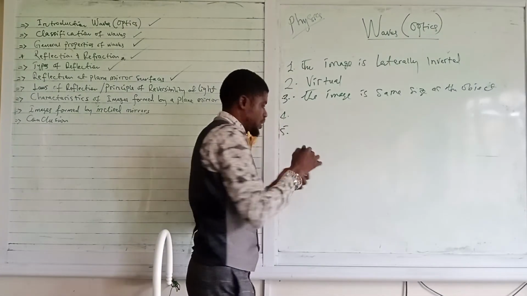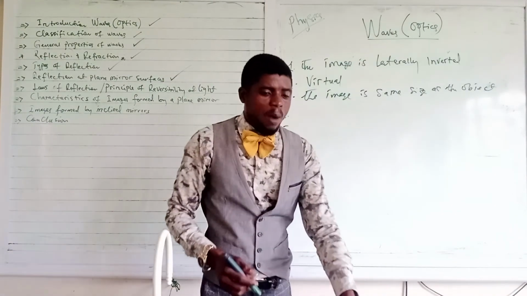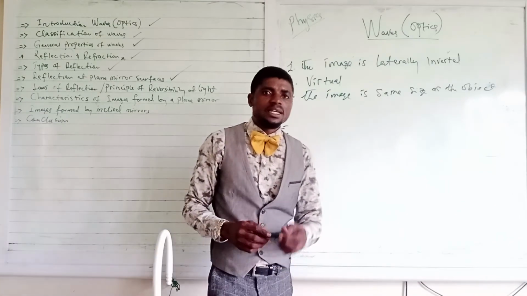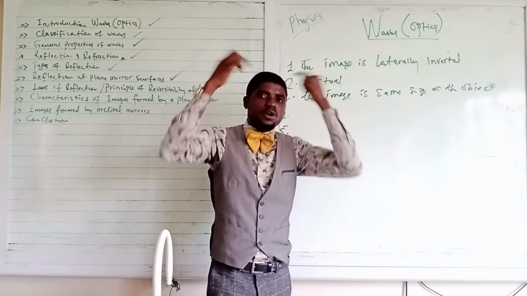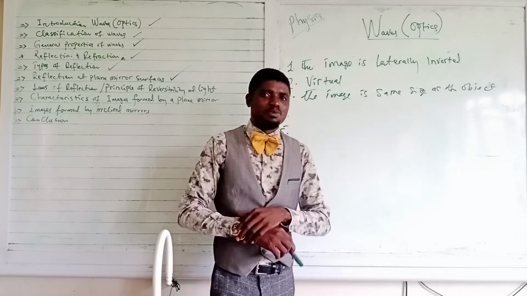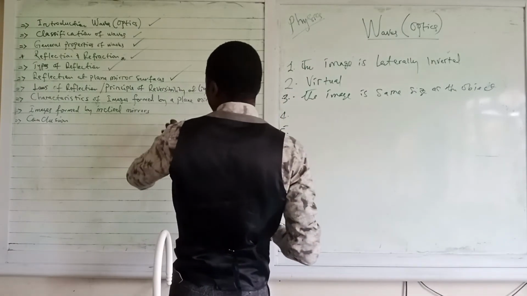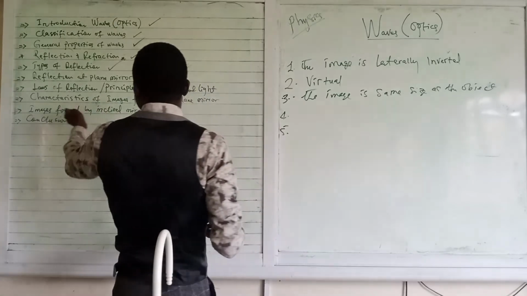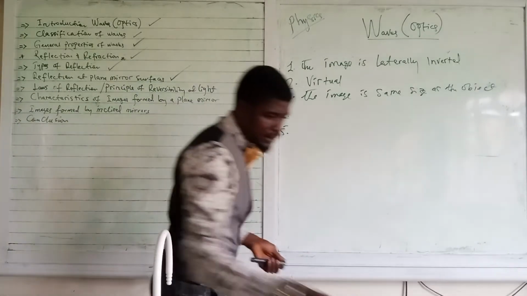Number 5, the image is upright. When we say the image is upright, we mean if you stand before the plane mirror, you will not see your legs up and your head down. That is what we mean by the image is upright. What if we look at the images formed by an inclined plane?